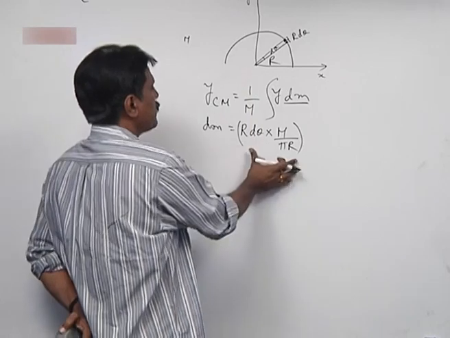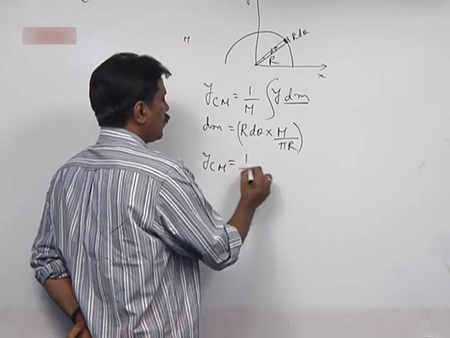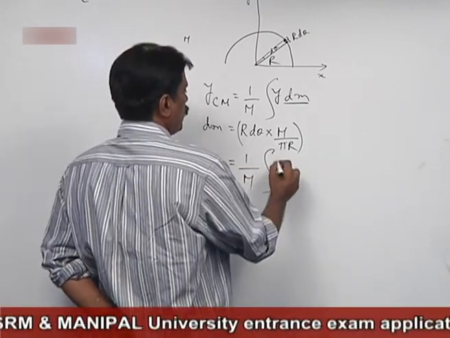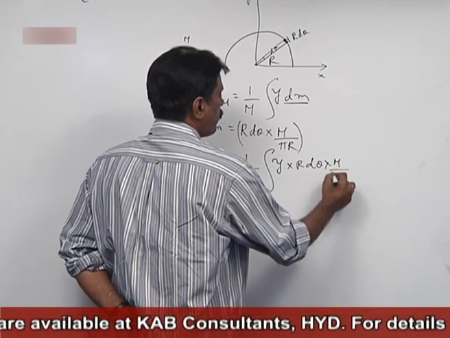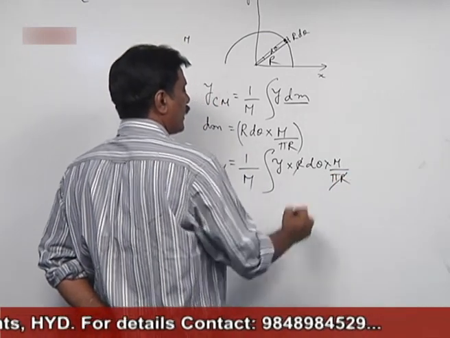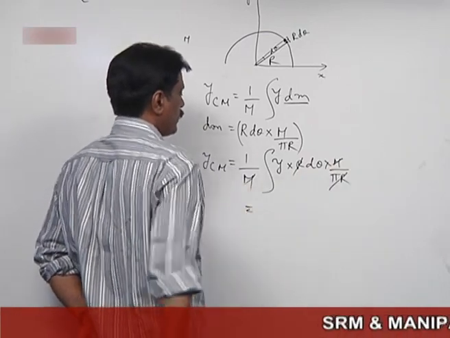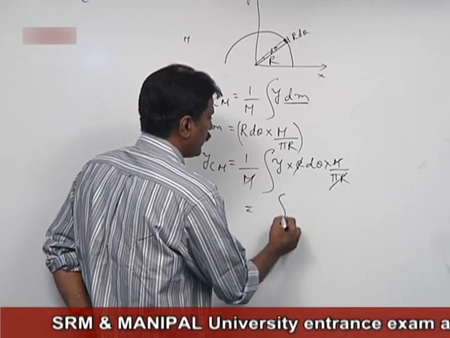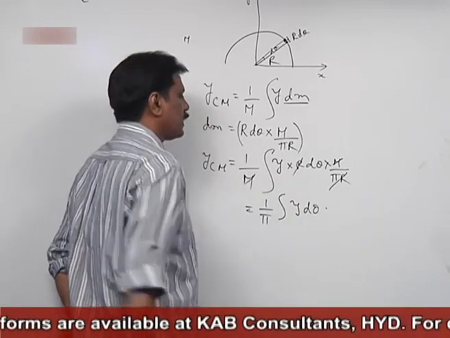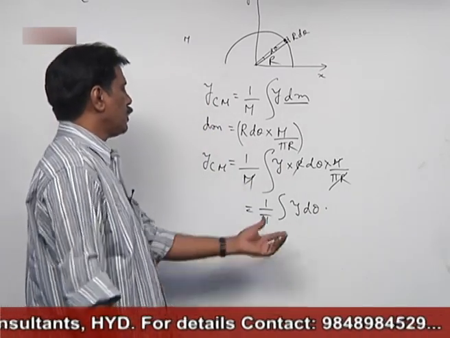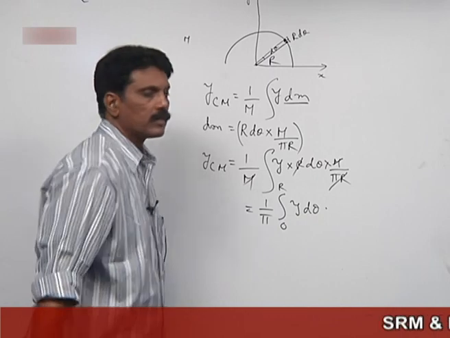Now, let us apply this value in this relation. y cm is equal to 1 by m integral y into r d theta into m by pi r. Now, r gets cancelled, and m also gets cancelled. What is left is 1 by pi integral y d theta, which you have to work out between limits.